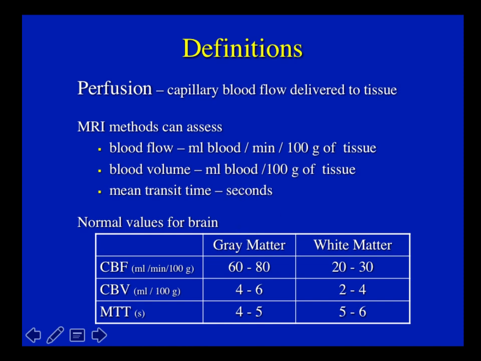which is measured in seconds. So the normal values for the brain, and we will in this talk concentrate on the brain, so we will be talking about cerebral blood flow. CBF in the gray matter is roughly 60 to 80 milliliters per minute per 100 grams, and in white matter about 20 to 30 milliliters per minute per 100 grams. Cerebral blood volume in gray matter is about 4 to 6%, and the white matter is about a factor of 2 less. The mean transit times are around 4 to 5 seconds in gray matter and a little bit longer in white matter. Just some numbers to keep in mind.